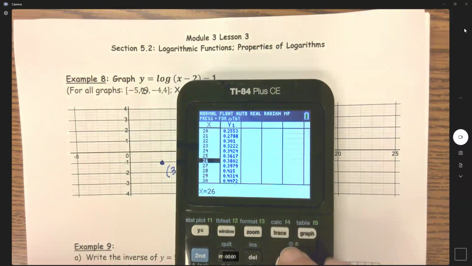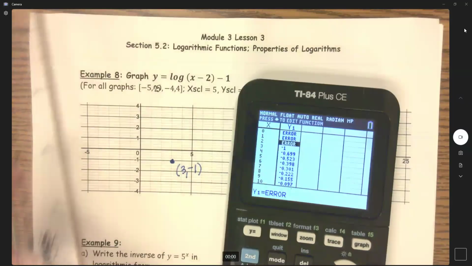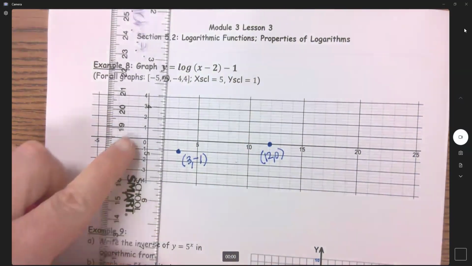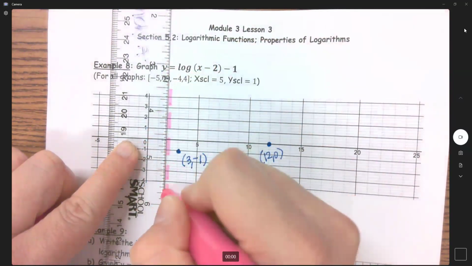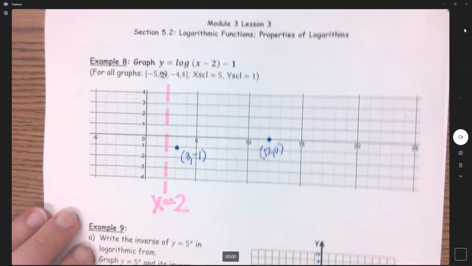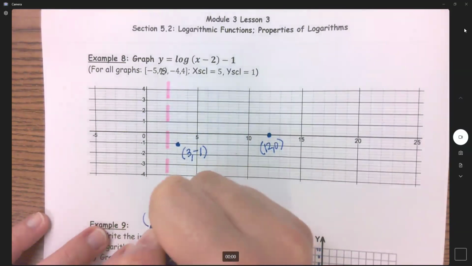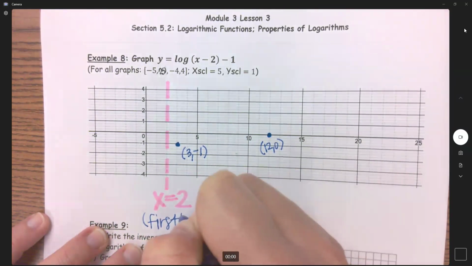So we do have a vertical asymptote when we have logs, and right here, this is where my vertical asymptote is. Where that first error happens is where your vertical asymptote is. So here, at x equals 2. And then I'm going to just make a note here: first error.